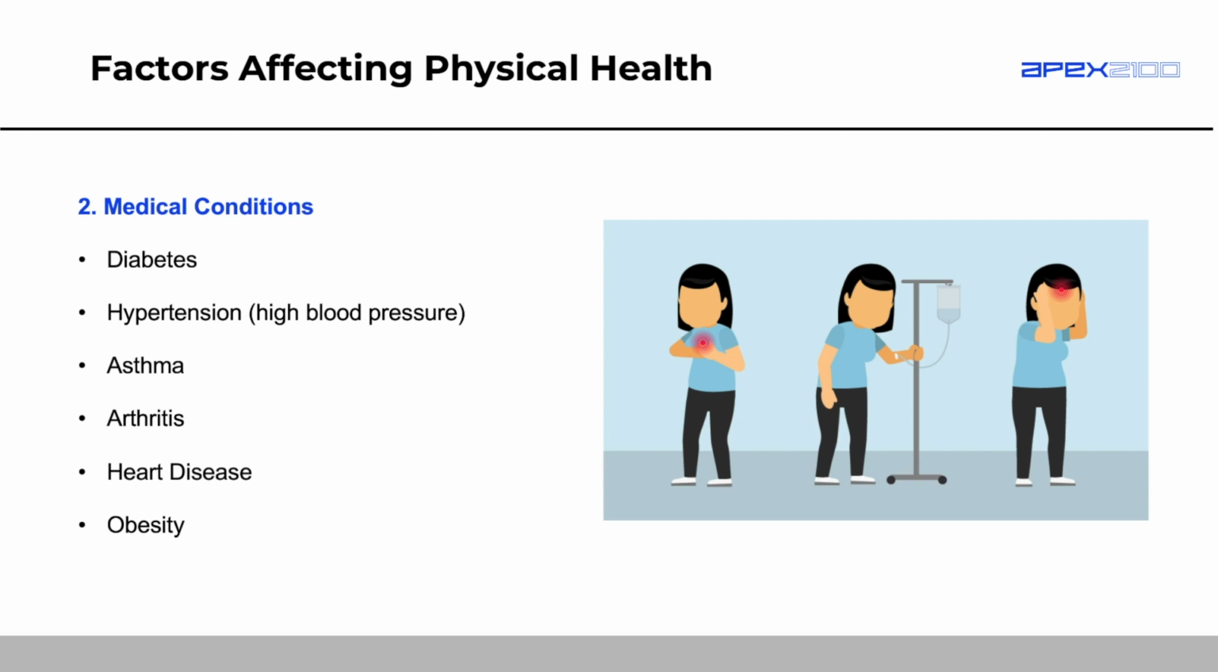Asthma affects our health, causing breathing difficulties. Arthritis leads to joint pain and stiffness, which can impair movement and reduce physical activity levels. We have heart disease, which can lead to a whole bunch of symptoms like chest pains and fatigue. And then obesity as well, which is associated with a range of health issues like diabetes, heart disease, high blood pressure, joint problems. It affects our overall health and predisposes us to a lot of these conditions listed above.